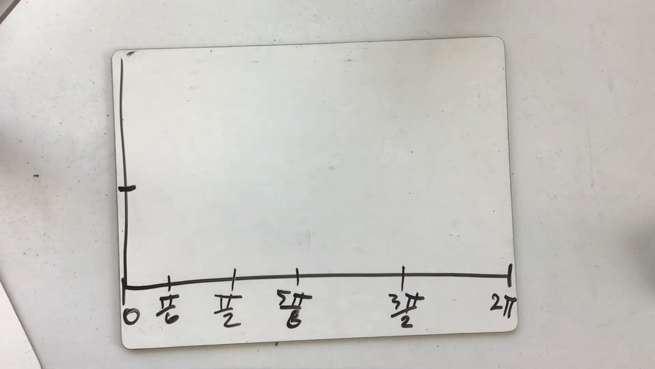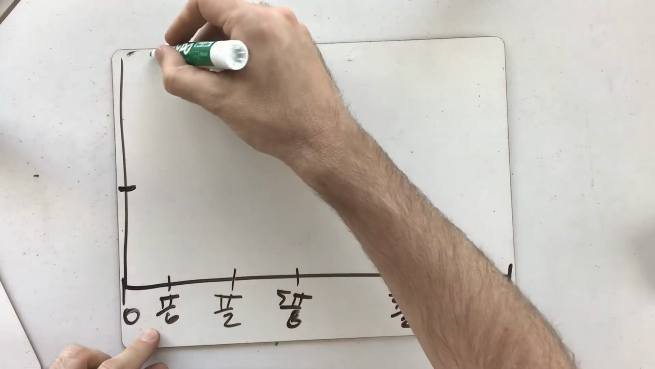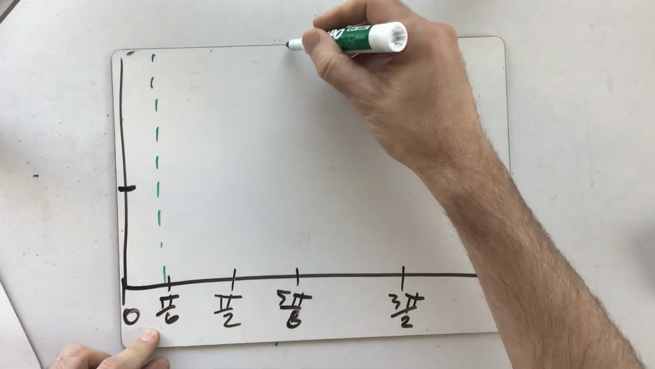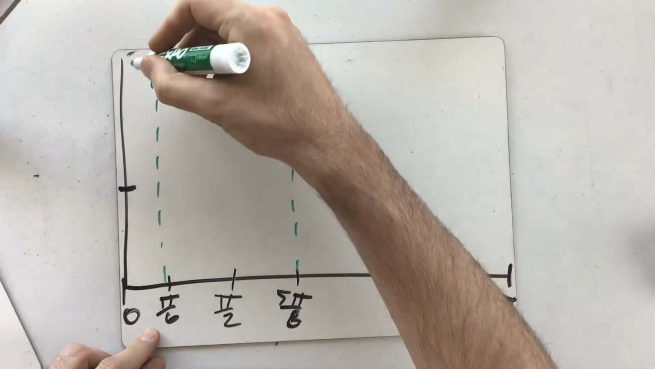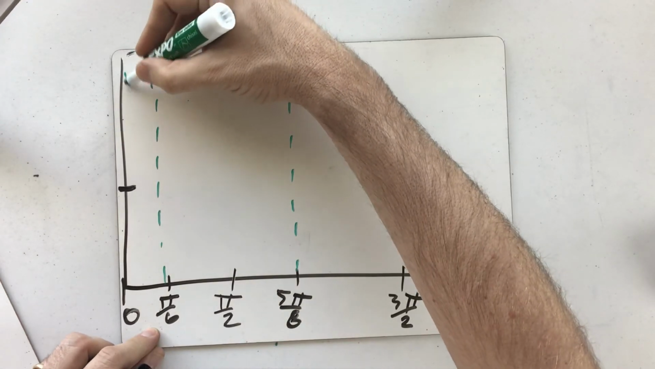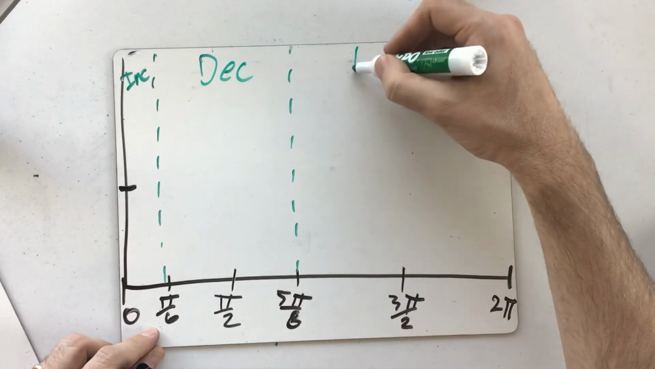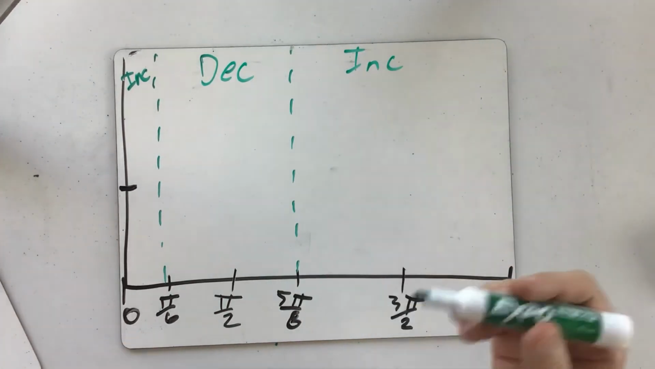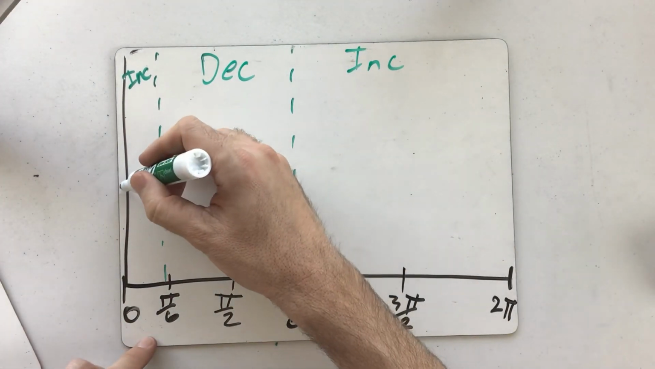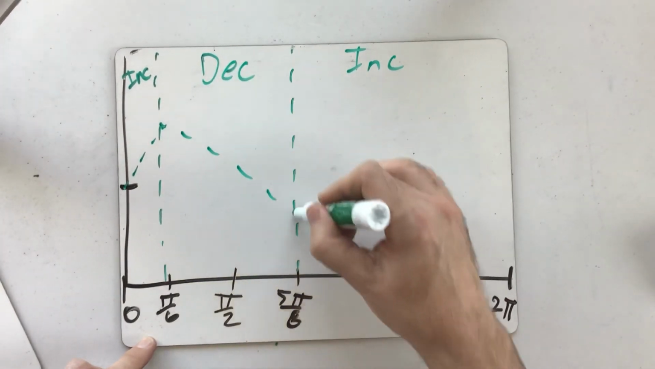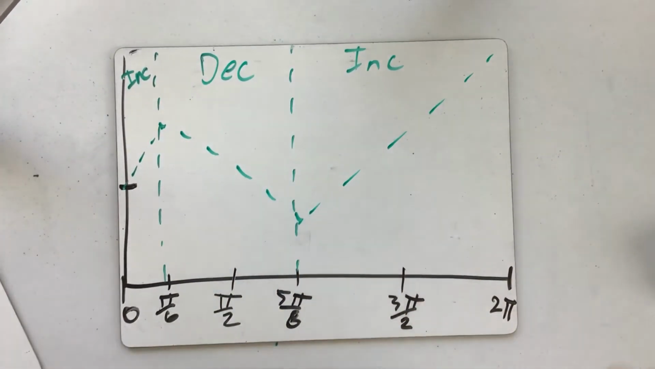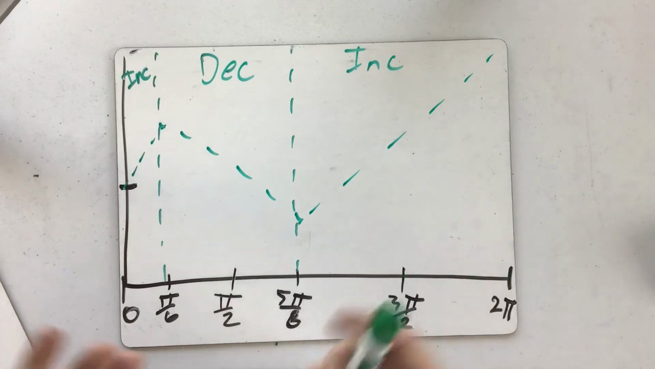Let me do the increasing, decreasing in green. So I'll put these dots right here, and I'm just going to draw these down. And what I know is that my function increased right here, it decreased right here, and then it increased right here. So I kind of already know a little bit about what my graph is going to do. It's going to go up, it's going to go down, and it's going to go up again. So I kind of know the basic picture.